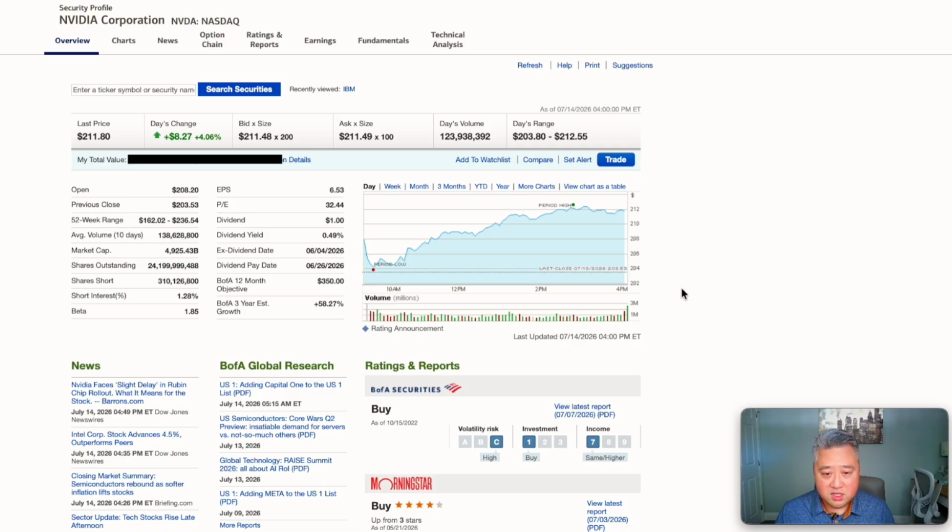But what we want to get started with is how to evaluate this company. As I said, I look at earnings first, and then I look at gross margin and fundamental information like safety and debt load. So let's start looking at Nvidia's earnings.